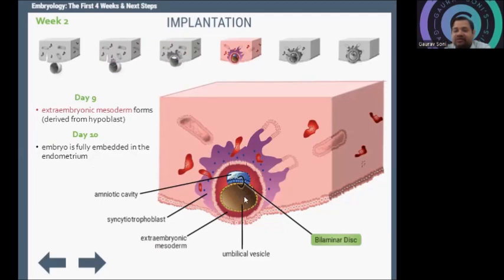So you can see here a bilaminar disc is formed. Then this primary yolk sac is converted to secondary yolk sac. These are syncytiotrophoblasts, the amniotic cavity is present, and this dark pink colored thing is the extraembryonic mesoderm, which in future is going to be divided into further types of mesoderm, and different parts of the body are going to be formed from this particular mesoderm. Remember, this is extraembryonic mesoderm, and this is the bilaminar disc.